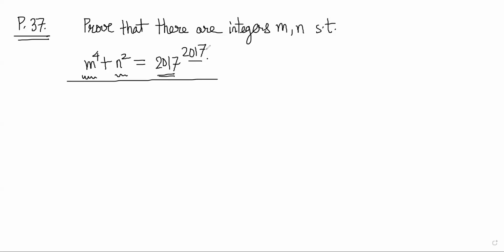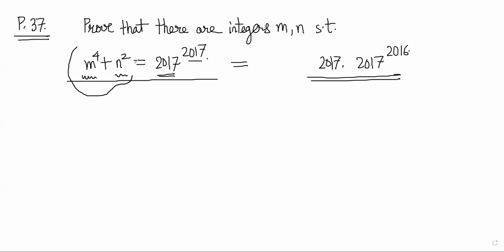So odd to the power odd. It would be nice if you could get some squares here, right? Basically, you can write it as 2017 into 2017 to the power 2016, right? What would be good is if we can get some squares on the right side also, because the left side is having m power 4 plus n square, right?